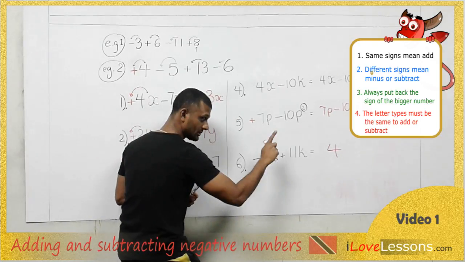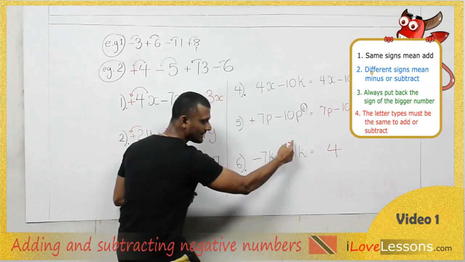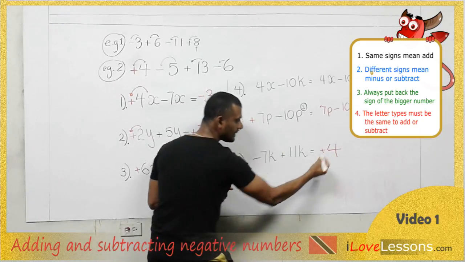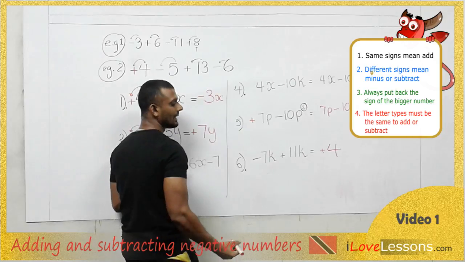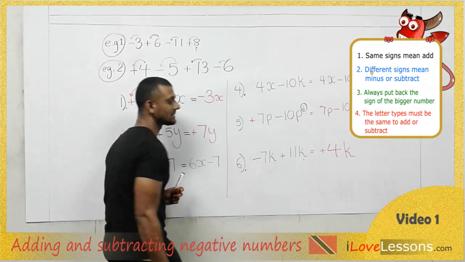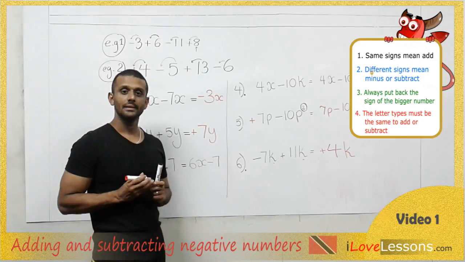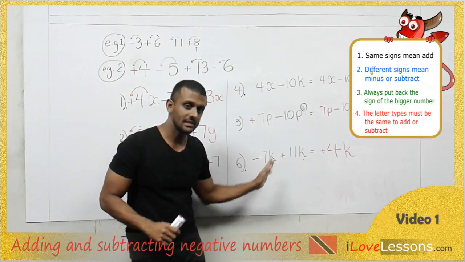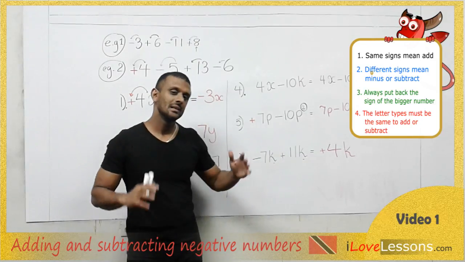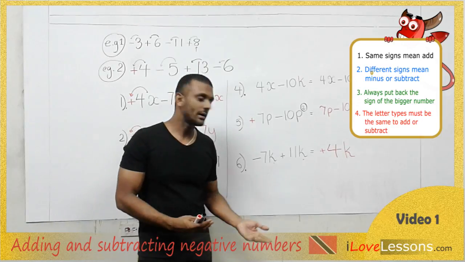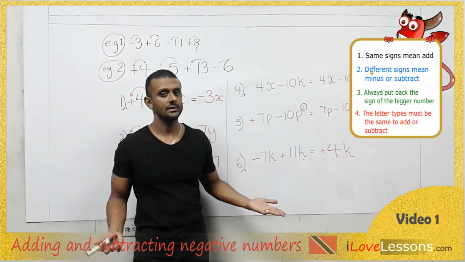Different signs, we use rule 2. We have to put back the sign of the larger one. Which one is larger? The 11. So we put back a positive. And then we have to put back the letter involved. So the answer is positive 4K. Right? Keep your eyes on your letters, and usually you'll get the addition and subtraction correct. But students have a habit of forgetting the letter at the end of the question if there's a letter involved.